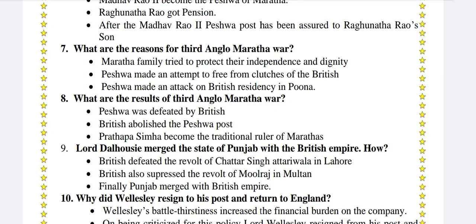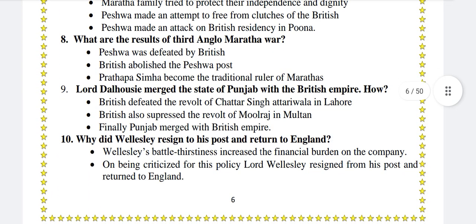Lord Dalhousie merged the state of Punjab with the British Empire. How? The British defeated the revolt of Chhattar Singh Atrebal in Lahore. The British also suppressed the revolt of Mullah Raj in Multan. Finally, Punjab merged with the British Empire.